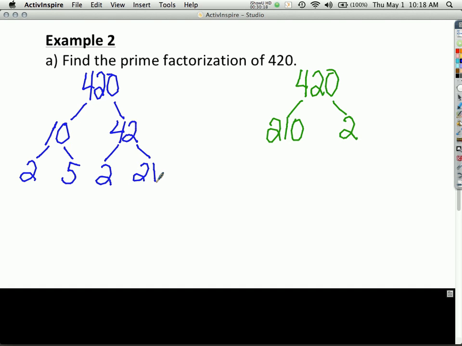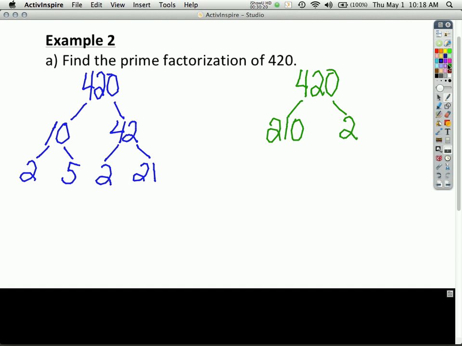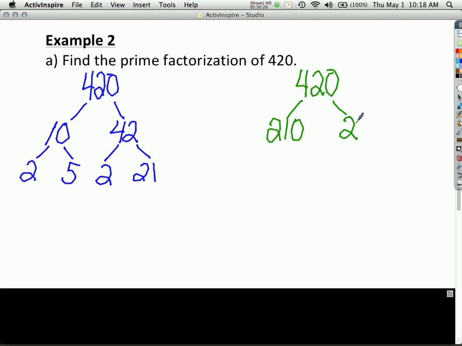Now I'm going to come over to the green one. I am checking for prime. Is 210 prime? No. But is 2 prime? Yes. I'm going to circle that. That branch is now closed, and now I'm just going to work with this branch. I need a factor pair for 210. Chelsea? 21 times 10. 21 times 10. Very good.